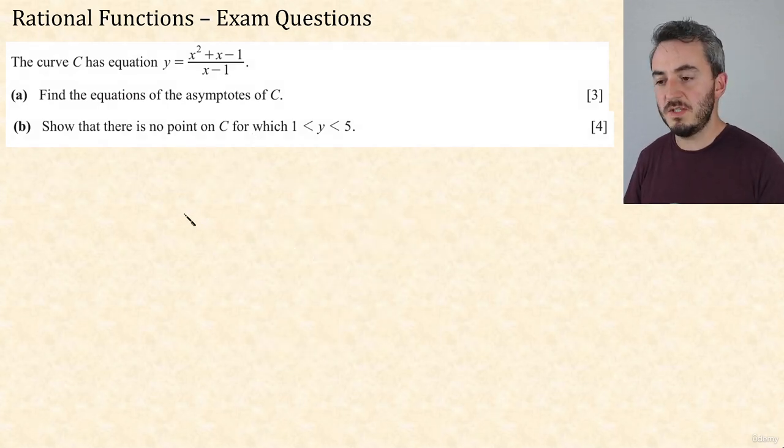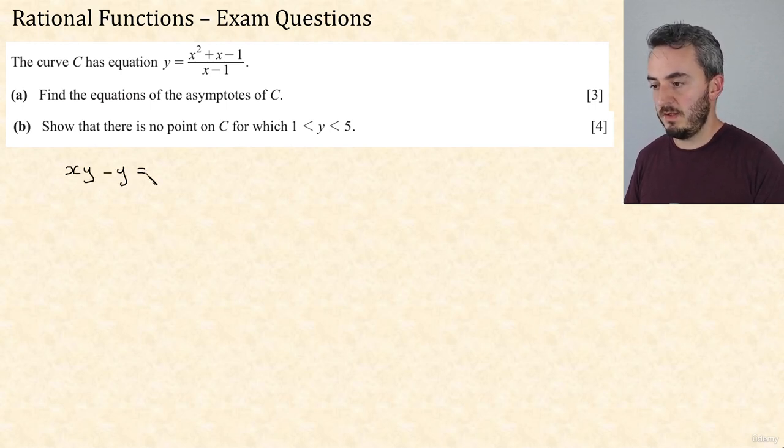Okay, part B. Show there is no point on C for which y is between 1 and 5. Okay, so this is the one where I'm going to use that little trick considering the discriminant of an unusual quadratic. So if I multiply this out, I get xy minus y equals x squared plus x minus 1.